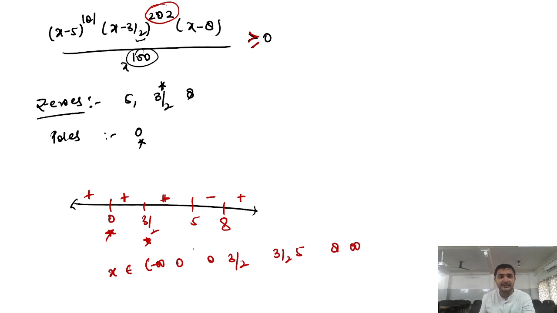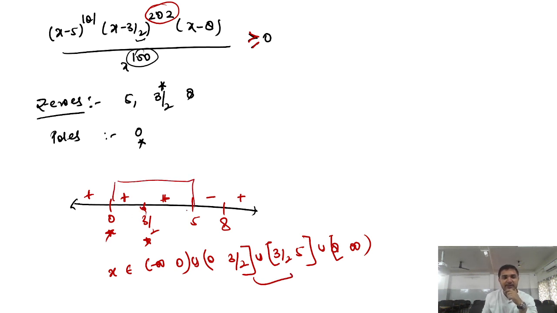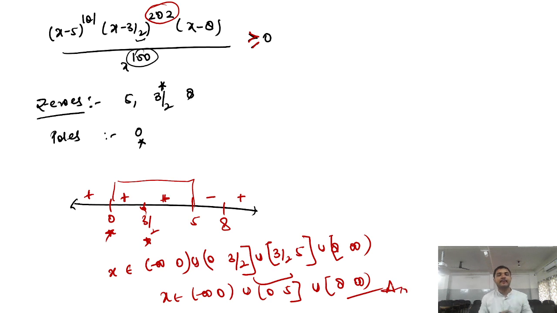Sir, the interval, we will check at 0. 0 is a pole, so open interval, union open interval. 3 by 2 is a zero, the equality symbol is there, so closed interval 3 by 2 to 5, and then we have union 8 to infinity, right? But these two can be combined. 3 by 2 is included throughout, so directly we can say 0 to 5. So accordingly, we can answer it as minus infinity to 0, union 0 open to 5 closed, union 8 to infinity. That is the solution set of this question.